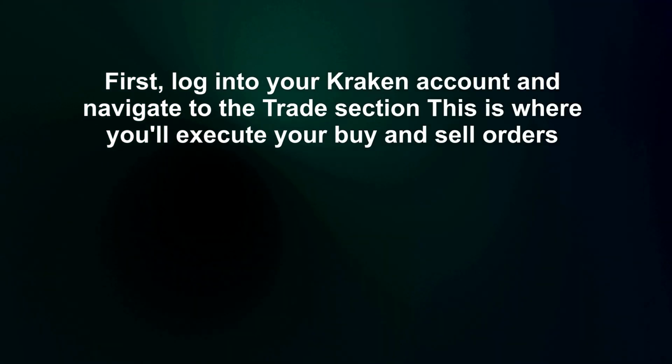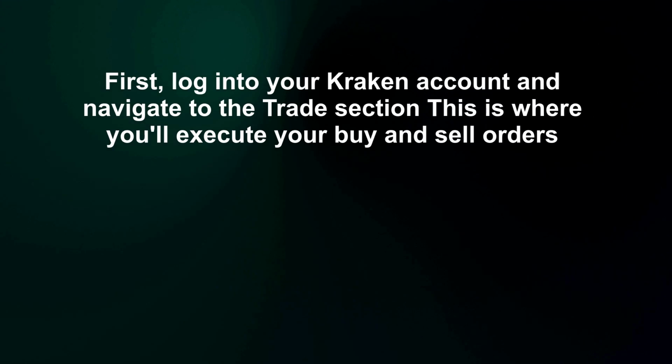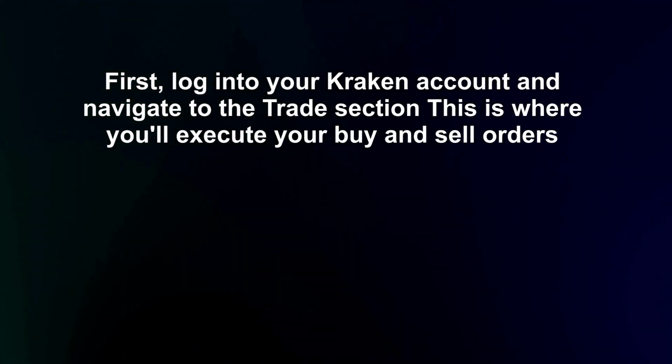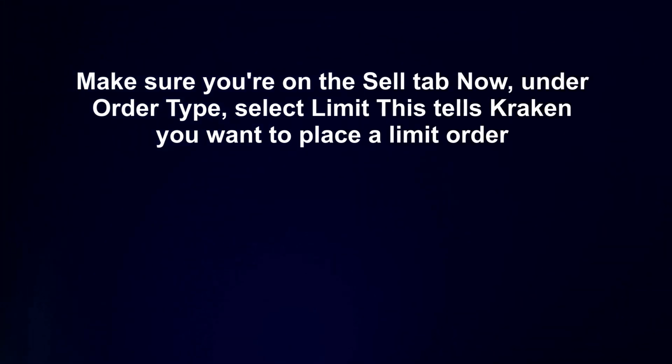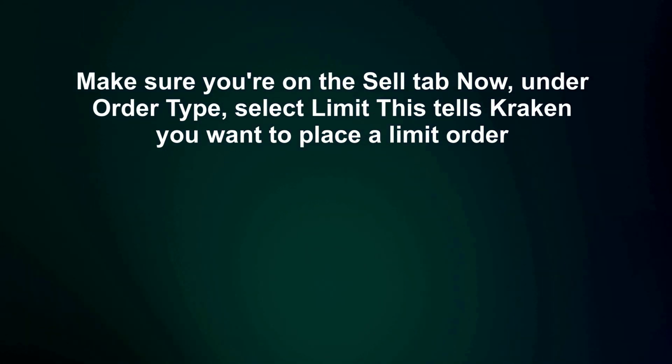First, log into your Kraken account and navigate to the trade section. This is where you'll execute your buy and sell orders. Make sure you're on the sell tab now. Under order type, select limit. This tells Kraken you want to place a limit order.